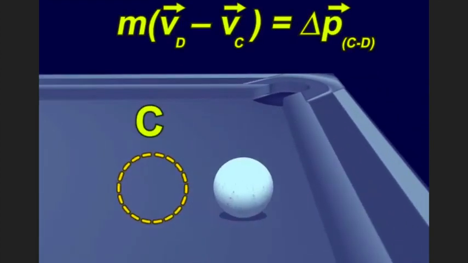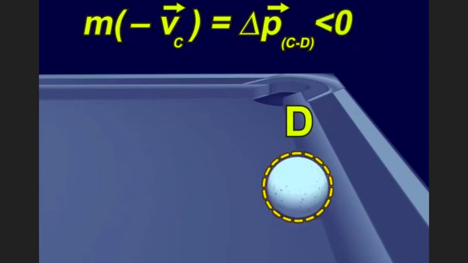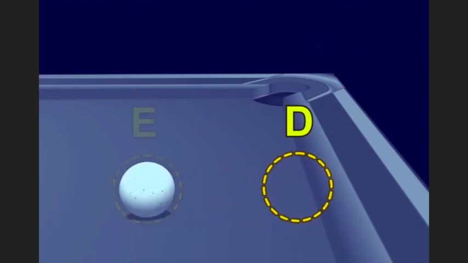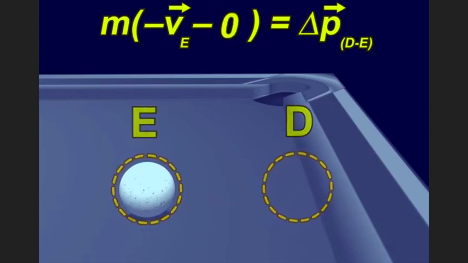Now, when the ball moves from C to D and strikes the edge of the table, the final velocity is 0. Thus, the momentum change is negative, and when the ball rebounds from the wall, the velocity becomes negative due to the change in direction, and therefore the change in momentum is negative.